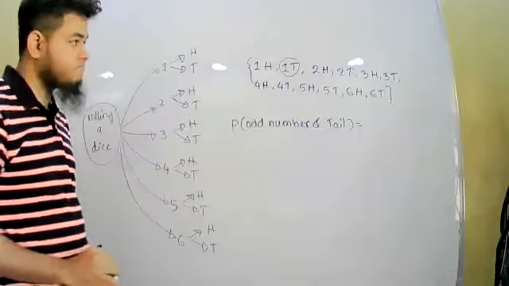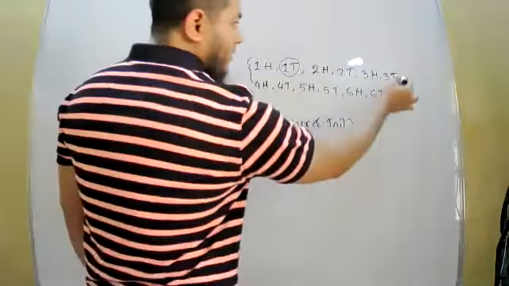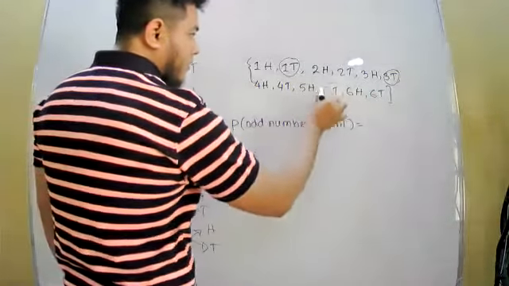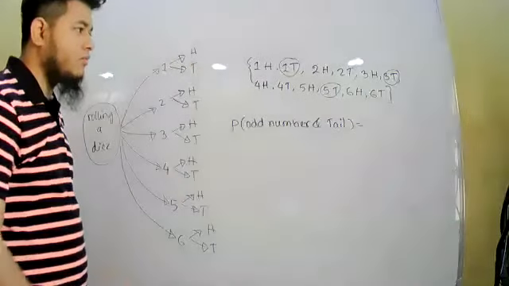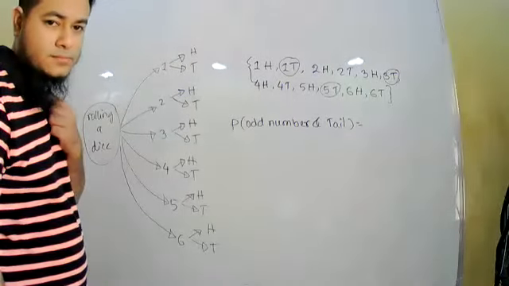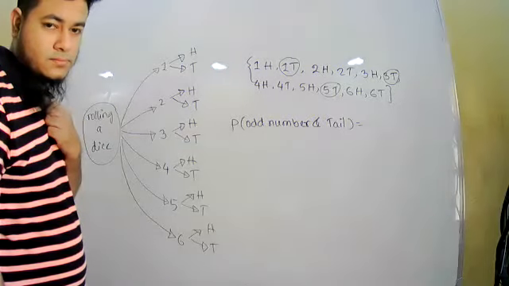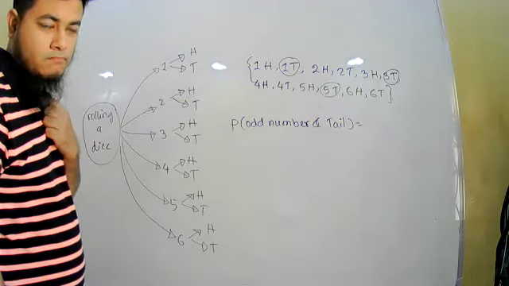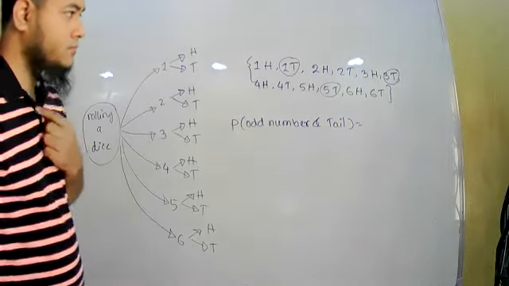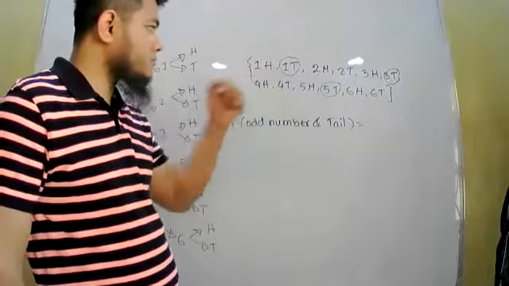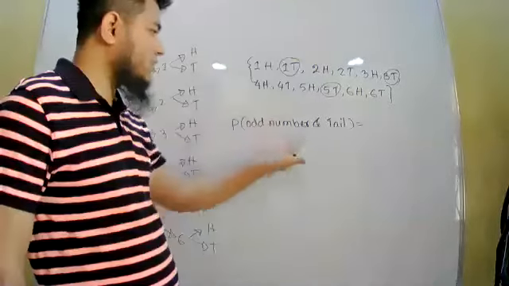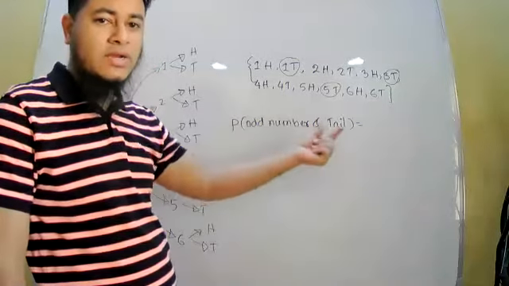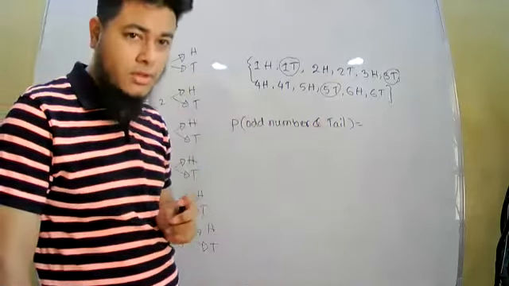So odd number and tail. 1T. Odd number and tail. Is there any more favorable outcome? No. Because if they have written 'and', then both the conditions have to be satisfied to be a favorable outcome.